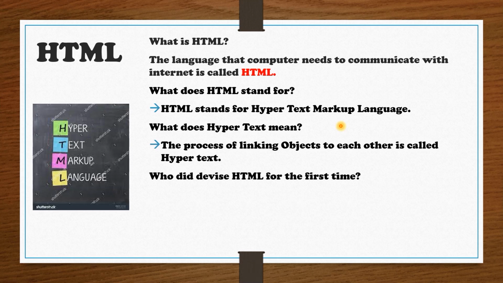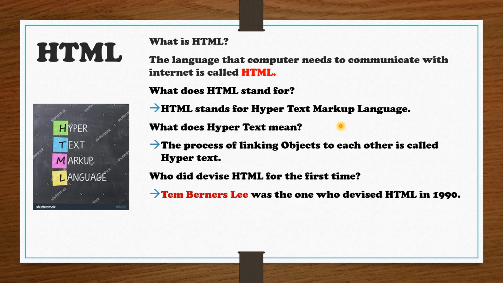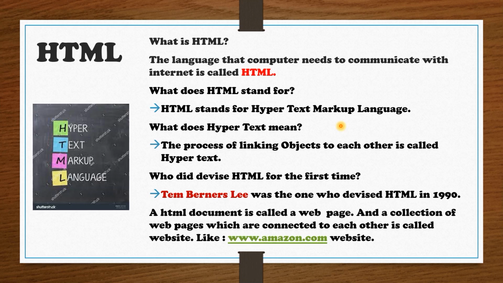Who devised HTML for the first time? HTML was invented for the first time by Tim Berners-Lee in 1990. When Tim Berners-Lee invented HTML, he announced that HTML is completely free for everyone and it is open source. So whenever you want to use HTML, you don't need any license. An HTML document is called a web page, and a collection of web pages which are connected to each other is called a website.